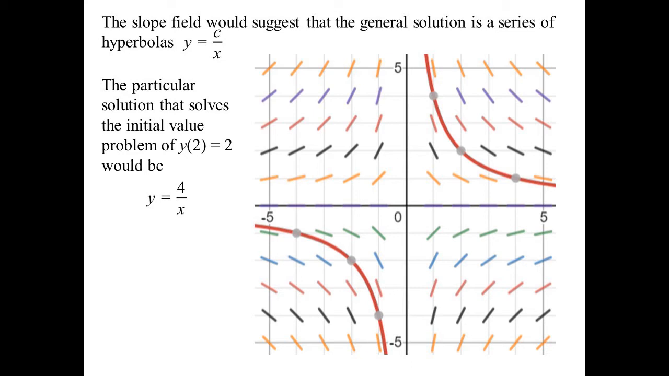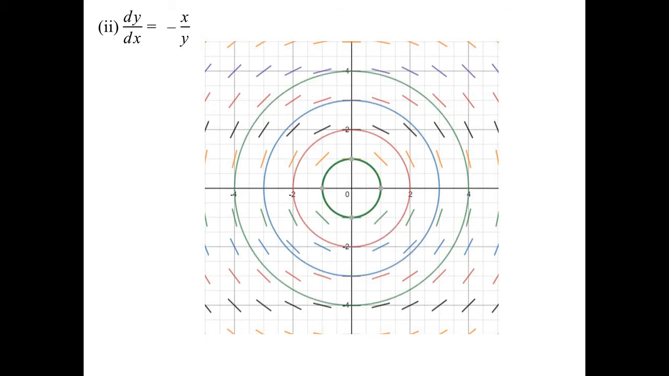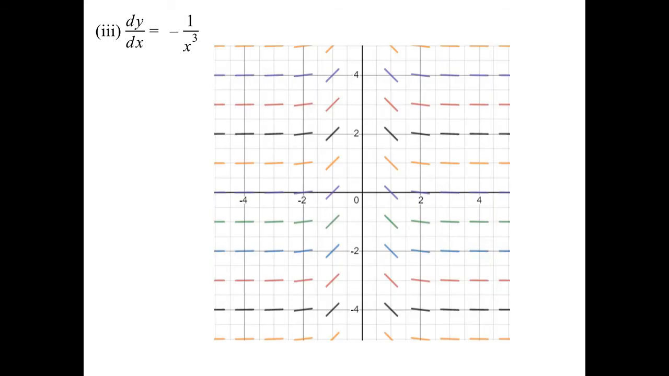So let's have a look at minus x on y. Oh, that's different. So minus y on x gave me the hyperbola. For minus x on y, what does it look like our shape's going to end up being? Yeah, we're going to get circles. So there's a whole heap of different circles we could get there. Now minus 1 on x cubed. And there's the slope field.